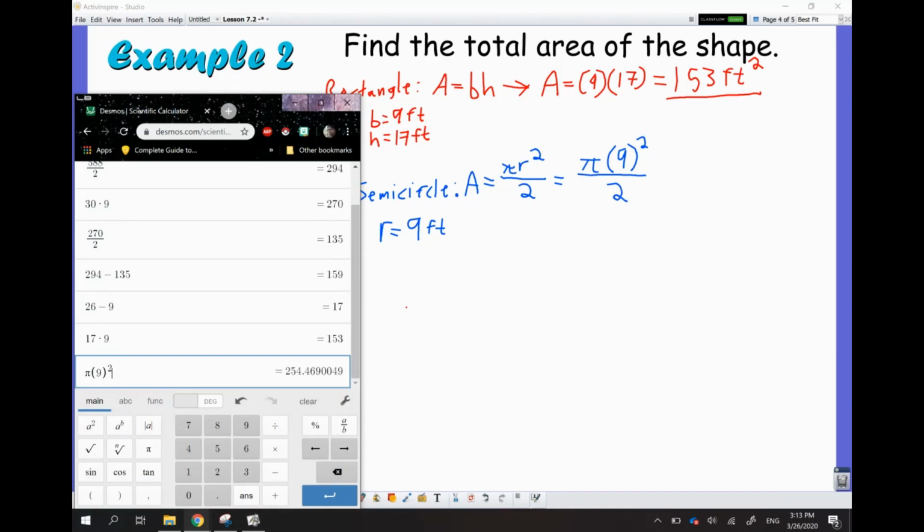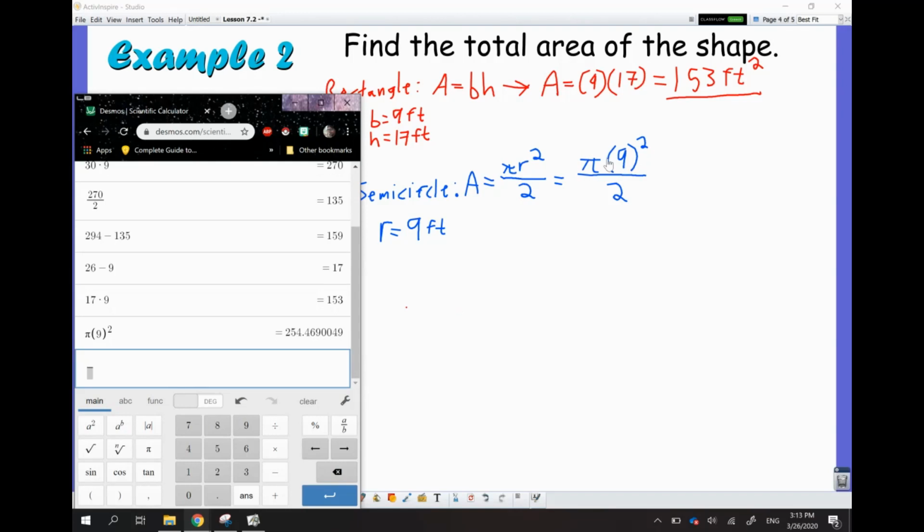So now I'm going to plug that in. I'm going to press enter here. I get 254.4 whatever, but I'm dividing this by 2. So now divided.